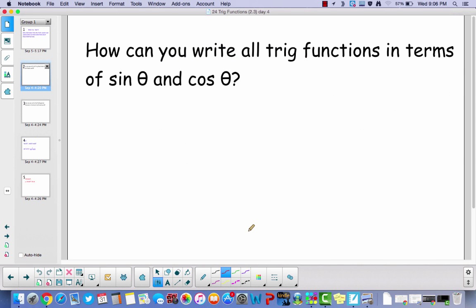All right, with your side partner, I would like you to see about writing all the trig functions in terms of sine and cosine. Everything in terms of sine and cosine. So pause it here so that you can write these in terms of sine and cosine.